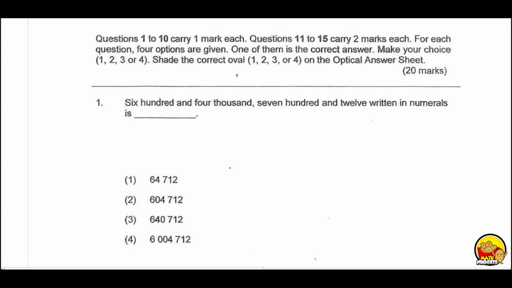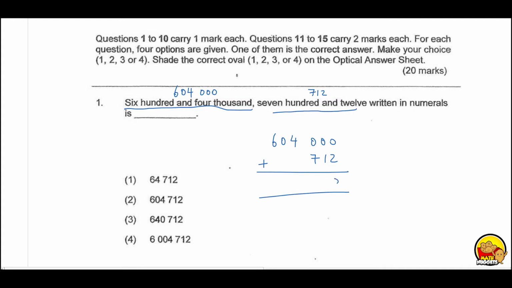Question 1, 604,000. So let's write it out, 604,712. So if we add them up, this is what we'll get. The answer is option 2.